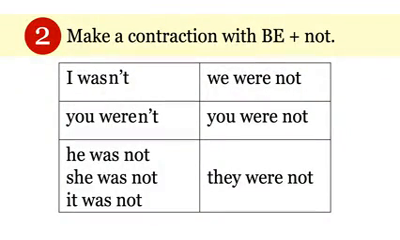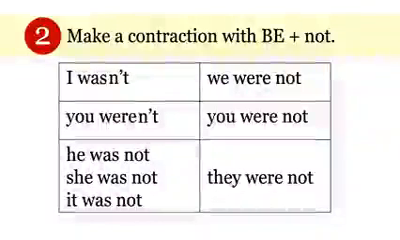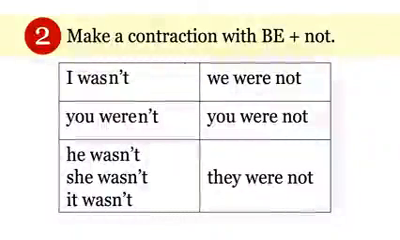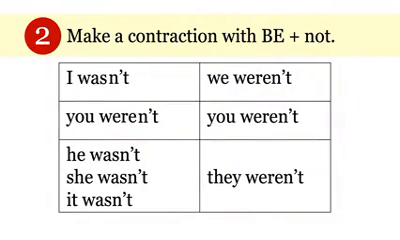You weren't. And since there are only two forms, was and were in the past, the rest follow the same pattern. He wasn't, she wasn't, it wasn't, and all the plurals are the same. We weren't, you weren't, they weren't.